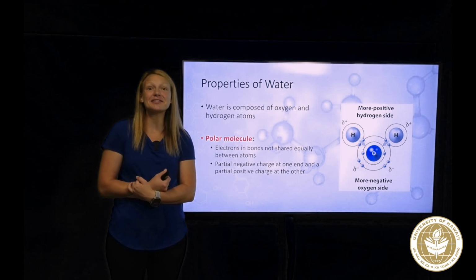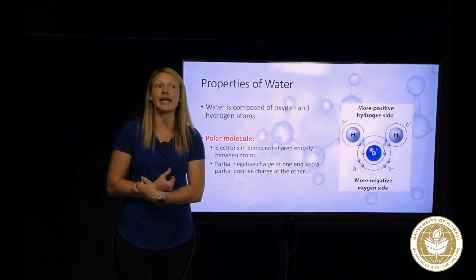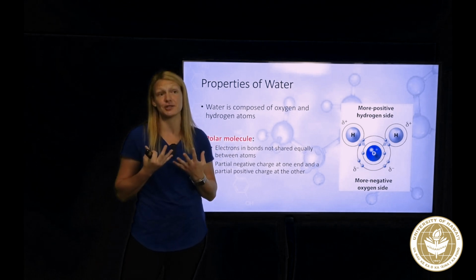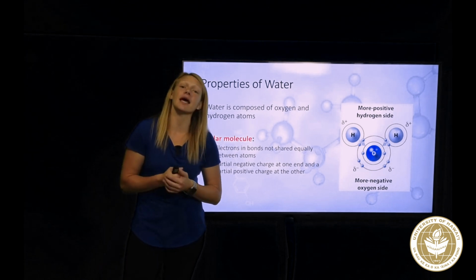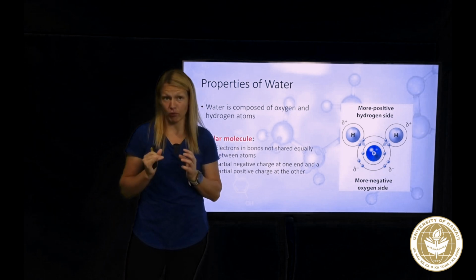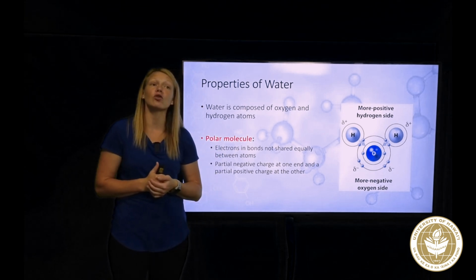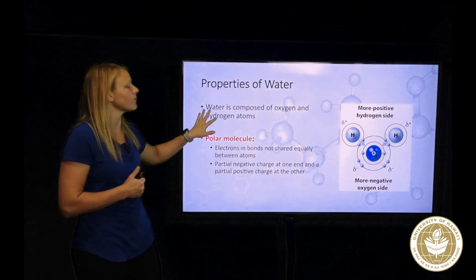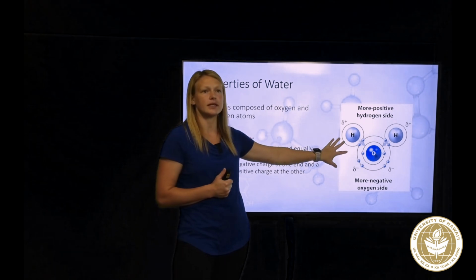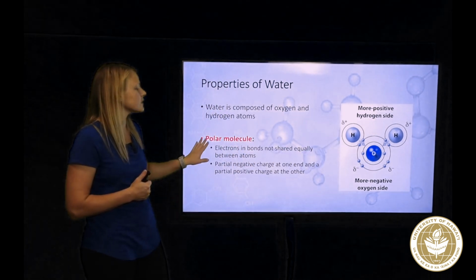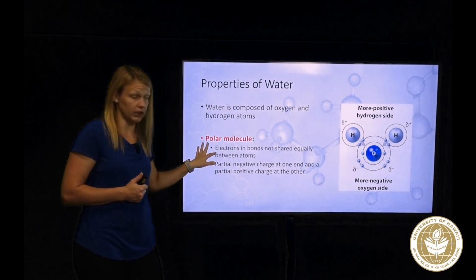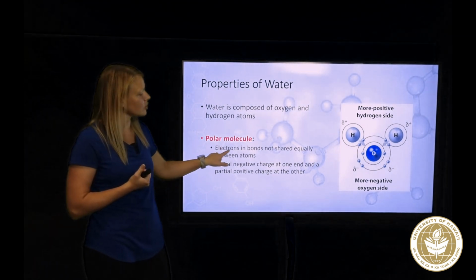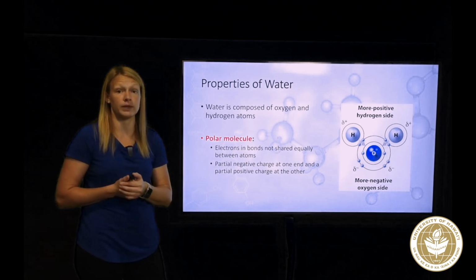Okay, so on to our last learning objective, looking at water and the different properties of water and why it is so important to life. All of life's chemical reactions actually take place in water, and many living things can only survive a few days without water. So water is composed of oxygen and hydrogen atoms, as you can see here, and it is what we term a polar molecule. What it means by being a polar molecule is that the electrons are not equally shared between the atoms.